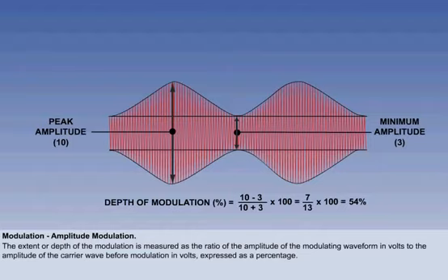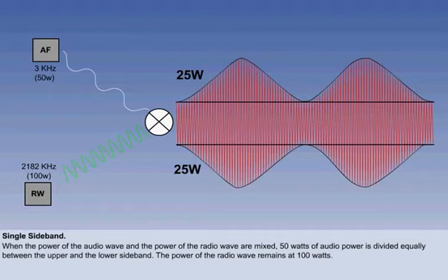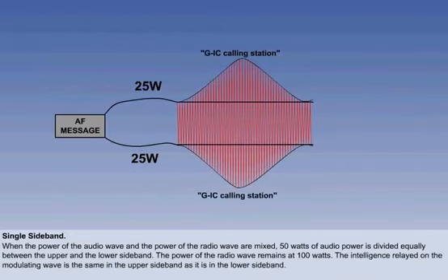If we look again at the way the power of the audio wave and the power of the radio wave are distributed when they are mixed, we can see that the 50 watts of audio power is divided equally between the upper and the lower sideband. The power of the radio wave remains at 100 watts. The intelligence relayed on the modulating wave is the same in the upper sideband as it is in the lower sideband. Therefore, there is unwanted duplication.